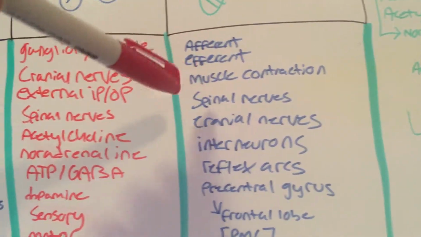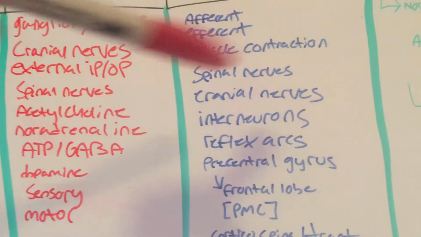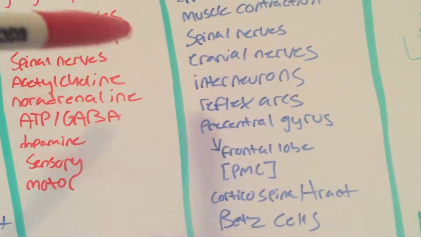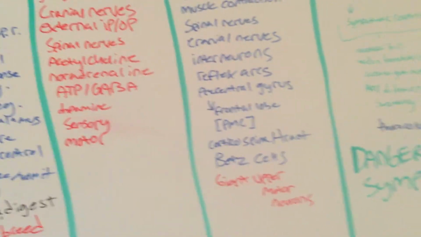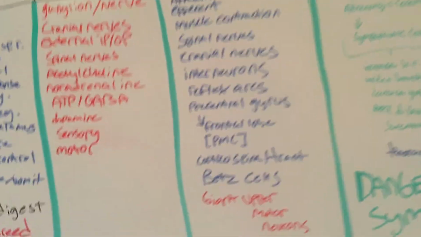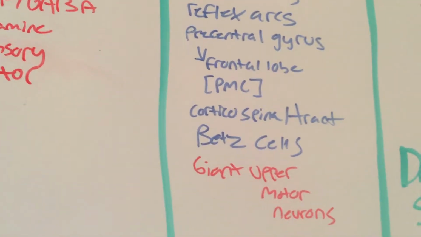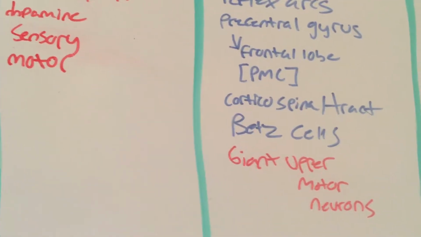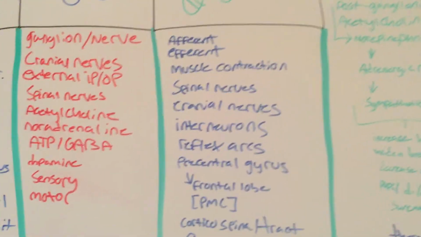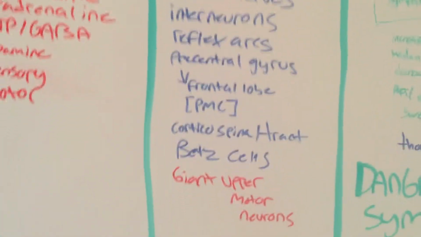So over here we have muscle contraction, spinal nerves, cranial nerves, interneurons, reflex arcs, which is kind of like if the doctor taps your knee and your leg shoots up, that's a patellar reflex that goes straight from the spinal cord right back down to the knee and kind of bypasses the brain. That's known as a reflex arc. And interneurons are kind of in between afferent and efferent.